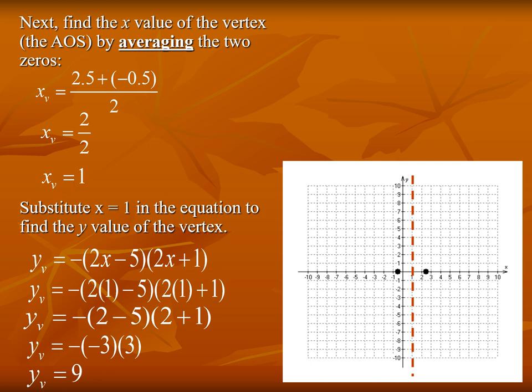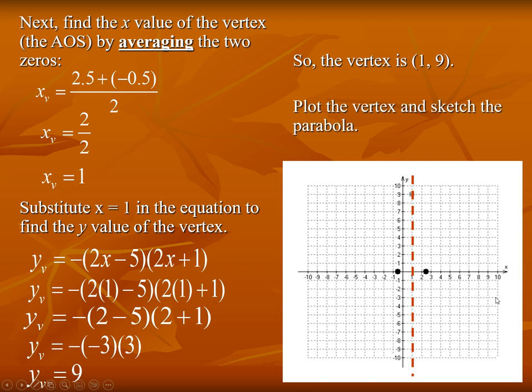Now I'm ready to plot the vertex. 1, 9. You can put it on your graph. Do you see it? It's covered by my axis of symmetry, but it's right there at 1, 9. Then you can draw the parabola. This one happens to open downwards. And Shamar asked, what was that negative out front? That negative out front makes this thing go downwards, not upwards.